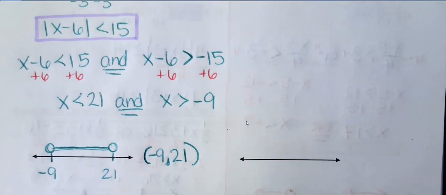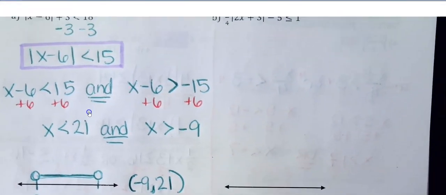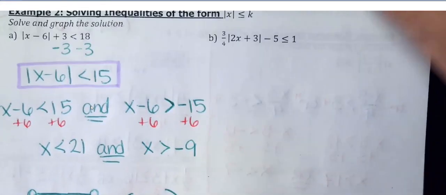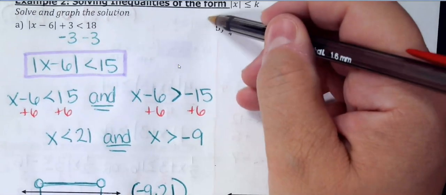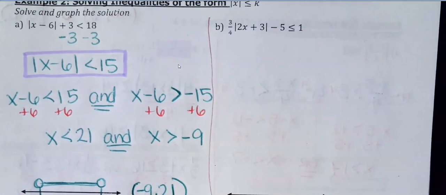Okay, and then I'll just do one more with you real quick. So this one's a little more complicated to get by itself here. So I have 3/4 times my absolute value of 2x plus 3, minus 5, less than or equal to 1. What should I do first there if I'm trying to get the absolute value by itself? Add the 5.